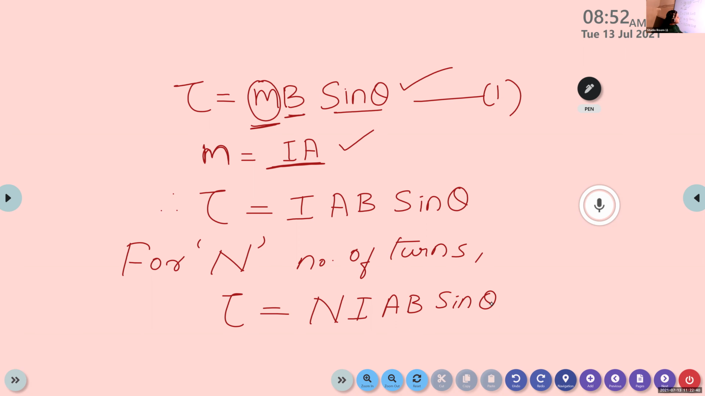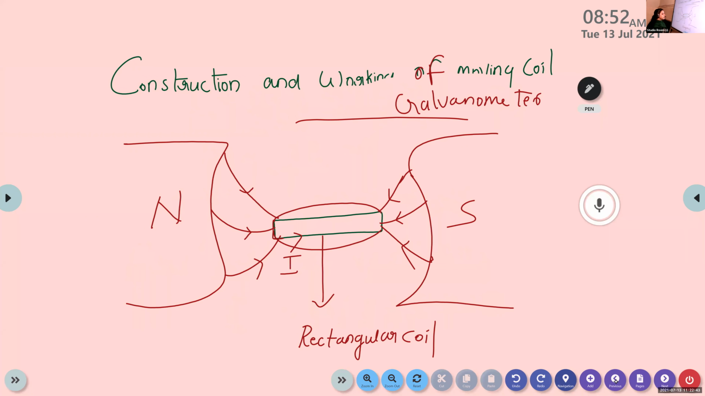So initially, what is the state of the rectangular coil? Here the direction of the magnetic field is from north to south, and this rectangular coil is along the same direction. So what is the angle between the rectangular coil and the magnetic field? Here they are along the same direction, so the angle between them is 0. And then when a current I is passing through the coil, what happens to the rectangular coil? It undergoes a rotation, right?